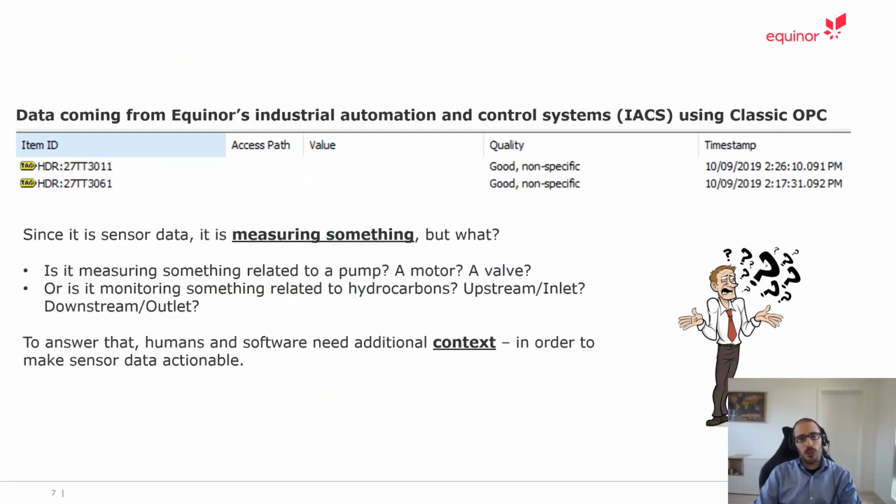Here we have two examples of two sensors which are sending us data, but this is data without information, without context. If you look at the two tags, 27TT3011 and 27TT3061, they are giving us a value and the quality is good. Okay, so we have value, quality, and timestamp. However, we don't know exactly what this sensor is measuring. So it's measuring what? Is it the valve? Is it the pump? Is it the motor? Is it the outlet temperature, inlet temperature? Is it upstream, downstream? So in order to answer this, we need to have context on this data.